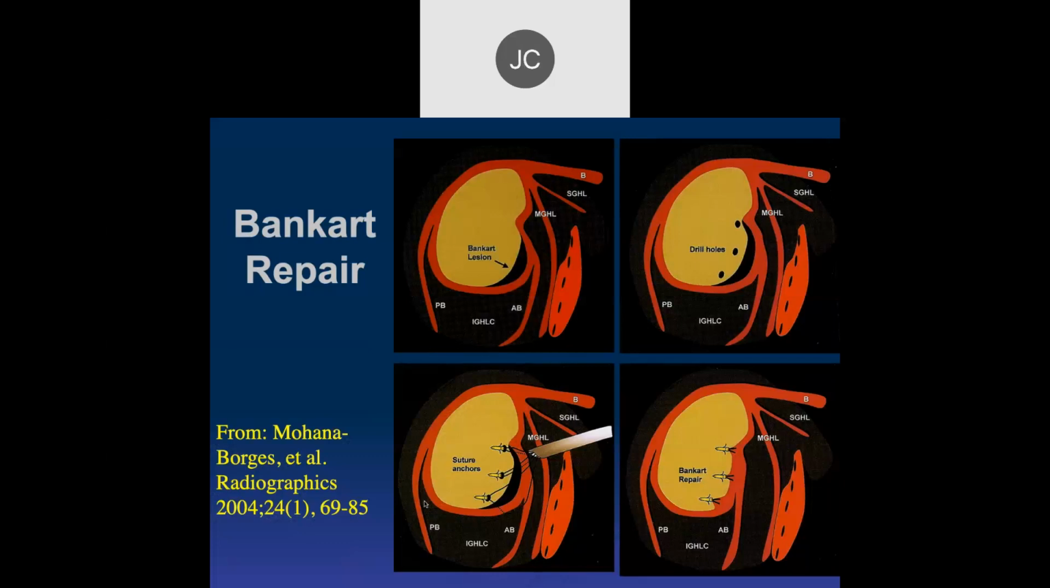One thing about the Bankart repair, it's easier to do arthroscopically than open. That's one of the few procedures that's easier to do. Because to do it open, to get down in that area, it's a mess. It's very, very hard to do.